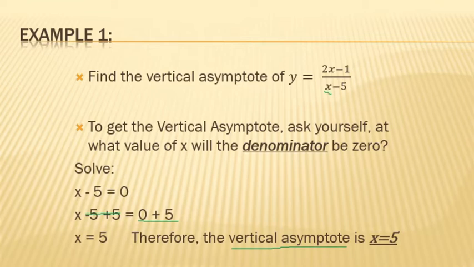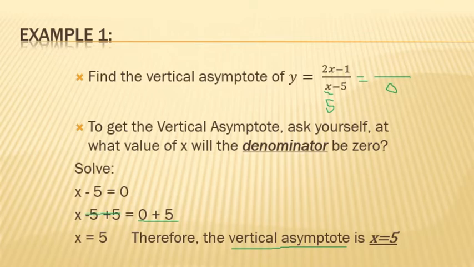Hindi kasi pwedeng maging 5 ito. Pag sinabing asymptote, hindi dadaan yung graph natin sa 5. Bakit? Kasi hindi siya pwedeng maging 5. Why? Kasi 5 minus 5 equals 0. Magiging undefined na naman yung ating fraction.